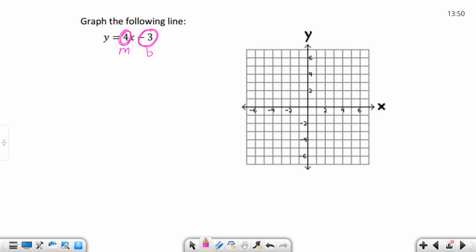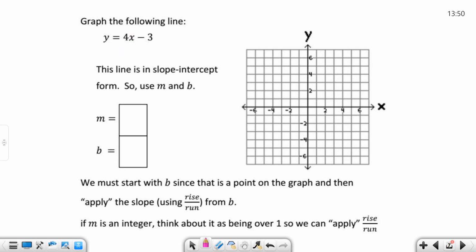So again, let's look at this. This is in slope-intercept form, so let's use m and b. Well, we just said here's m right here, right? M is what? 4. That's right. Don't put the x in there. It's just 4. And then b is the thing by itself here, this negative 3. So b is negative 3.